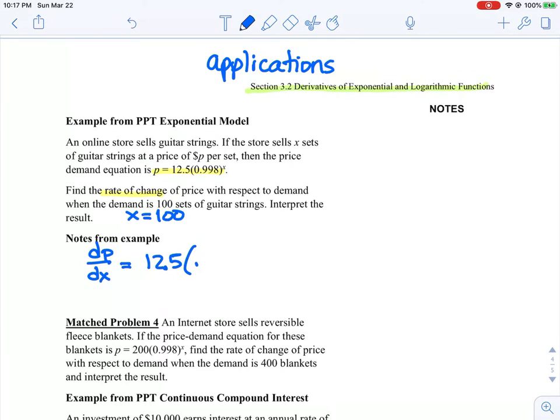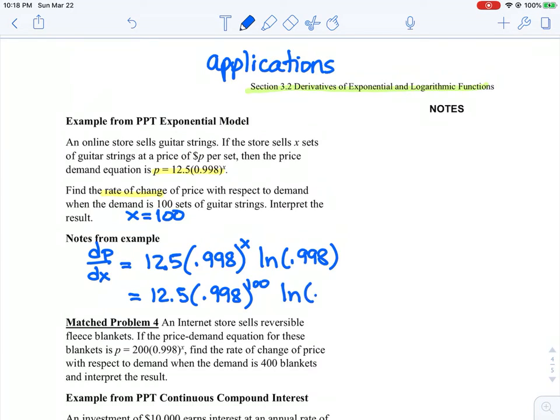And this is an exponential with a base other than e. So it's 0.998 raised to the x power, and then the natural log of 0.998. And then we do that when x equals 100. So put 100 in place of x. Type that in the calculator.